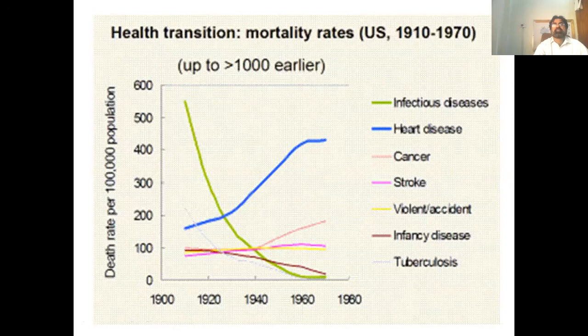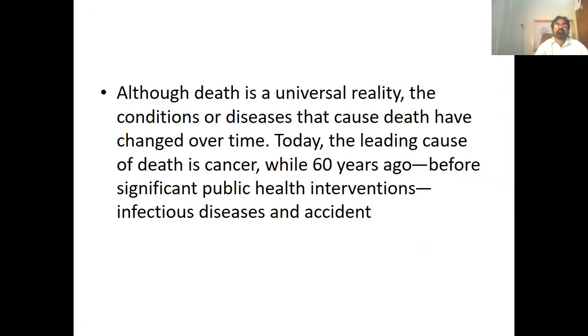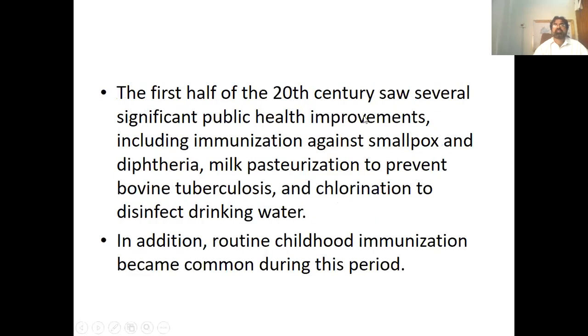This is another health transition: mortality rates from 1910 to 1970 in the United States. Although death is a universal reality, the conditions or diseases that cause death have changed over time. Today, the leading cause of death is cancer, while 60 years ago, before significant public health intervention, it was infectious diseases and accidents. The first half of the 20th century saw several significant public health improvements, including immunization against smallpox and diphtheria, milk pasteurization to prevent bovine tuberculosis, and chlorination to disinfect drinking water. In addition, routine childhood immunization became common during this period.